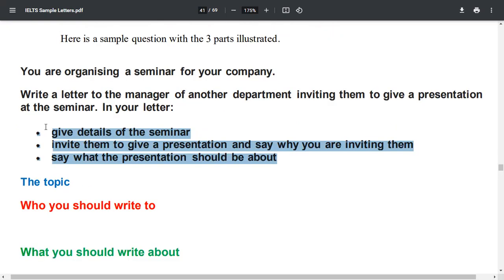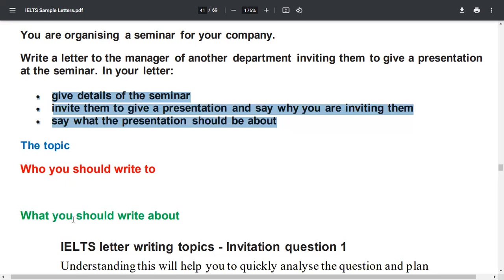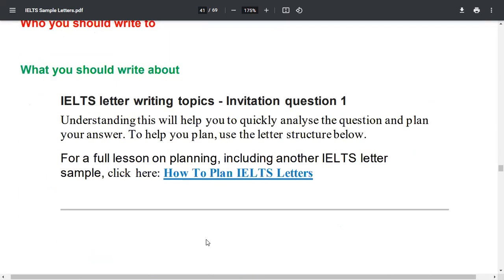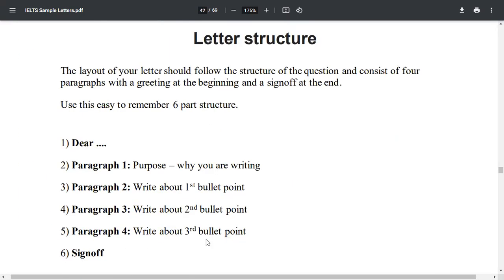So we have the topic, who you should write to, and what you should write about. You need to focus on these 3 points. Understanding this will help you to quickly analyze the question and plan your answer using the letter structure below. So I'm going to show you the letter structure. The layout of your letter should follow the structure of the question and consist of 4 paragraphs with a greeting at the beginning and a sign off at the end. So use this easy to remember 6-part structure.